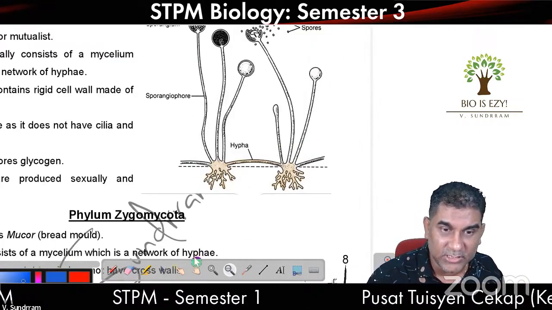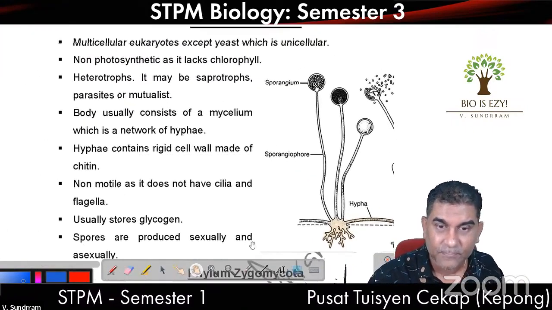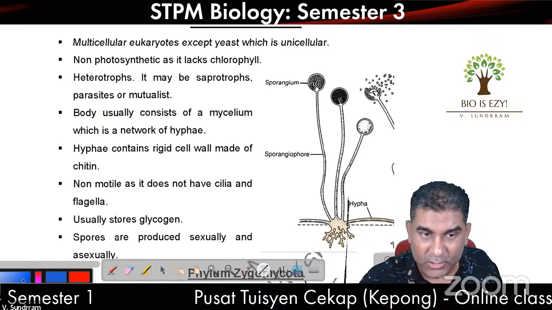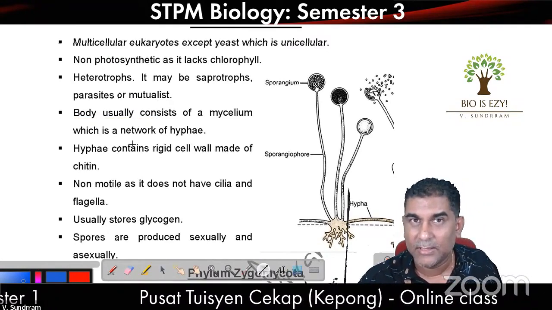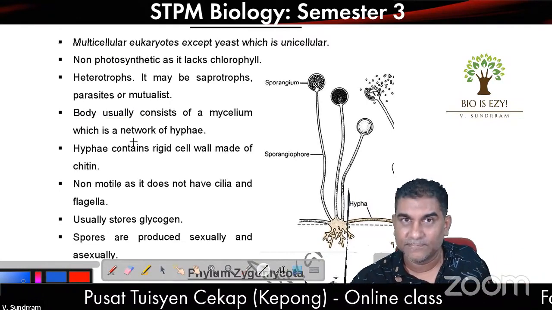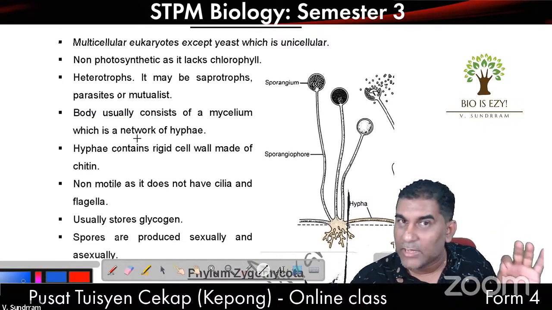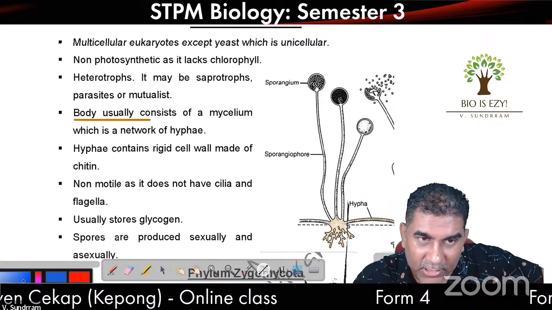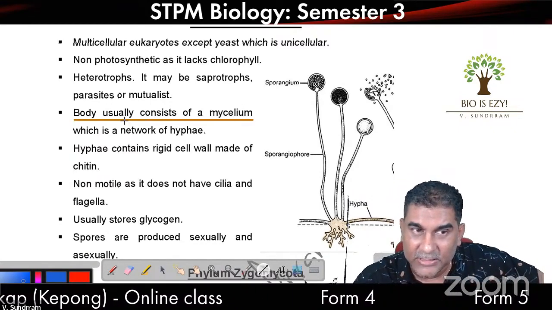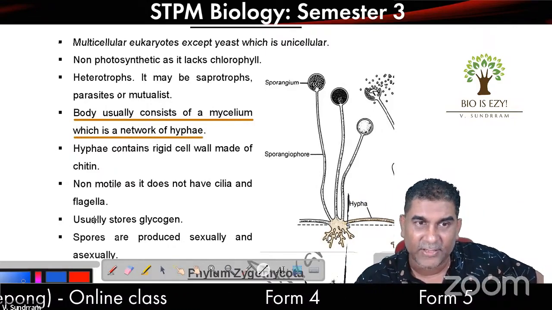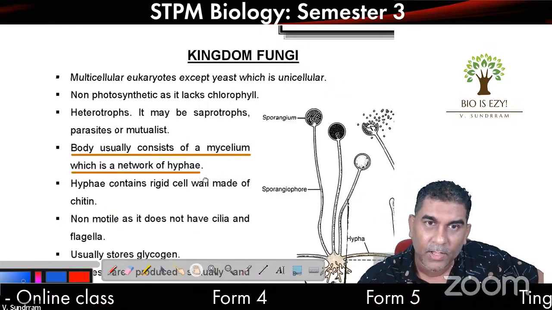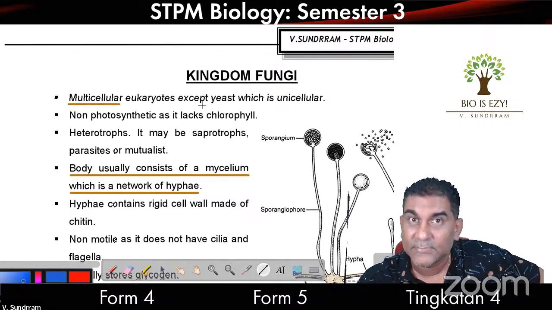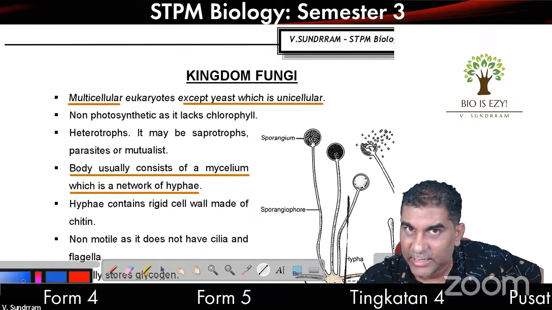So if you see here, this is the characteristic. Body usually, why do we use the word usually? Because there is one unicellular fungi, yeast. The only unicellular fungi is yeast. The rest is all multicell. Body usually consists of mycelium, which is a network of hyphae. General characteristic: they are all multicell except yeast, which is unicell.